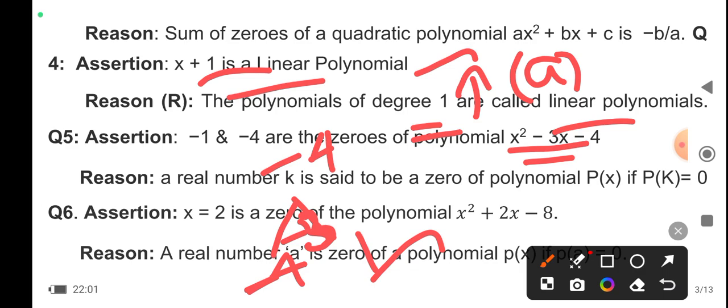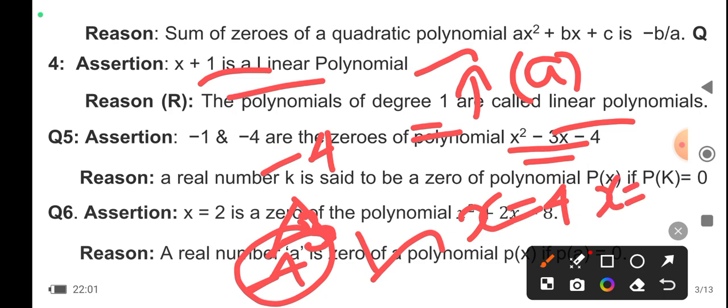So from that point of view, I am saying A is false. X minus 4, x equals 4. Then x plus 1, x equals minus 1. So the zeros are minus 1 and 4. Minus 1 is correct, but here minus 4 is given. So A is false, and R is true. Yeah, a real number.